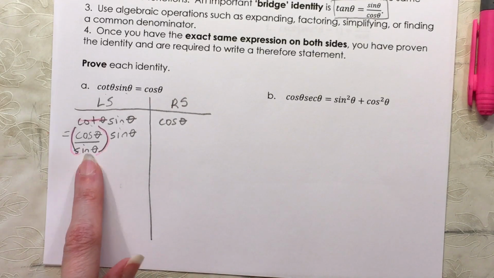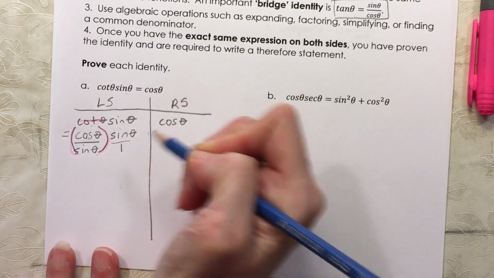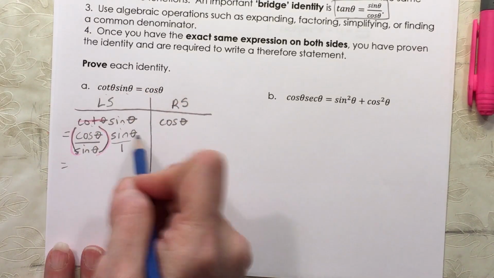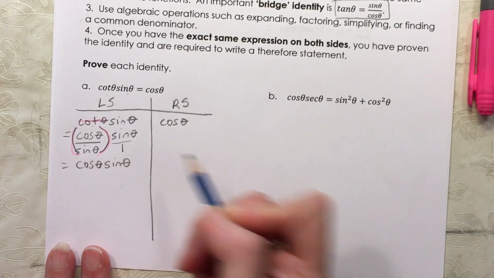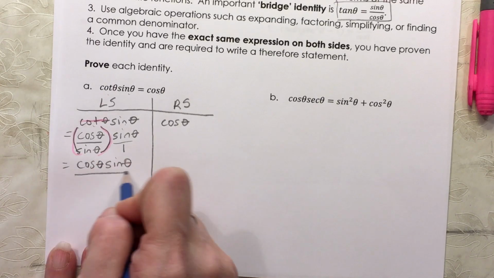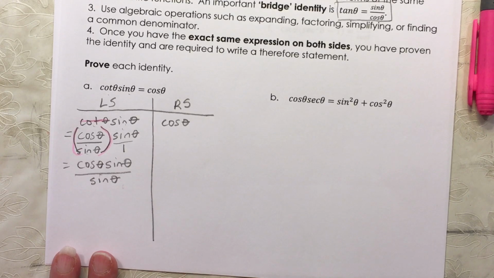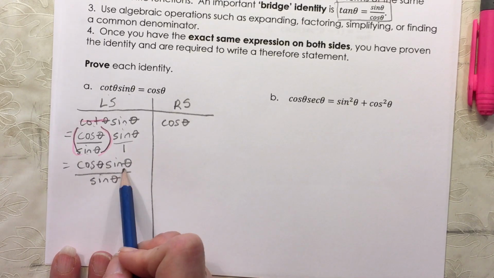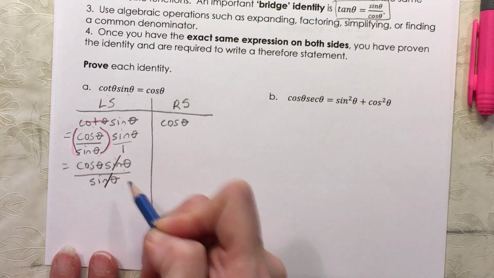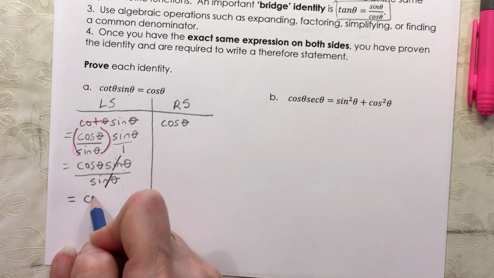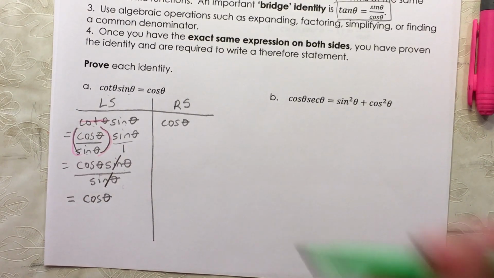So we've kind of got a fraction times a whole. So we know how to multiply those, top by top. So cos theta times sine theta is just written cos theta sine theta. And then sine theta times 1 is just written sine theta. Now we have cos theta being multiplied by sine theta and being divided by sine theta. So the sine thetas divide to give you 1. So on this side, you're left with cos theta, which just happens to be what's on the right side.